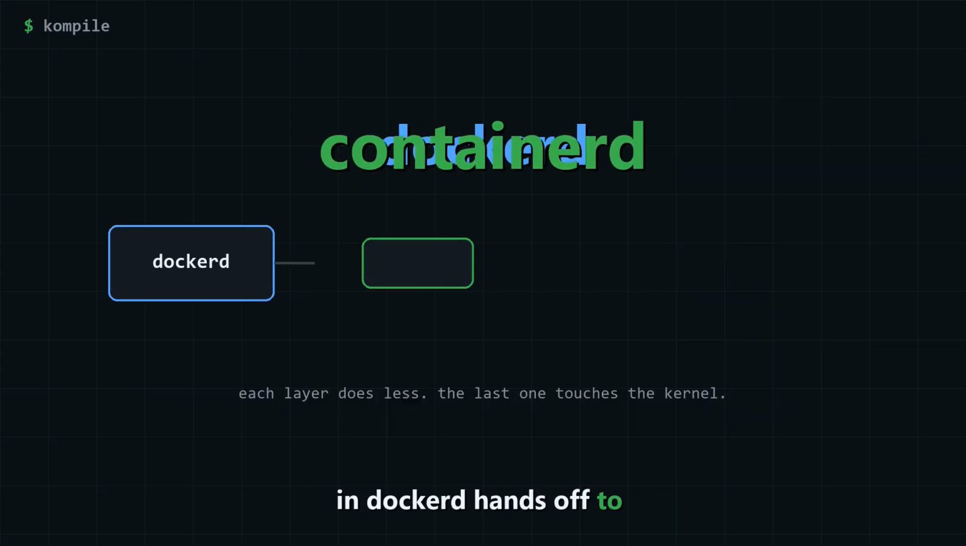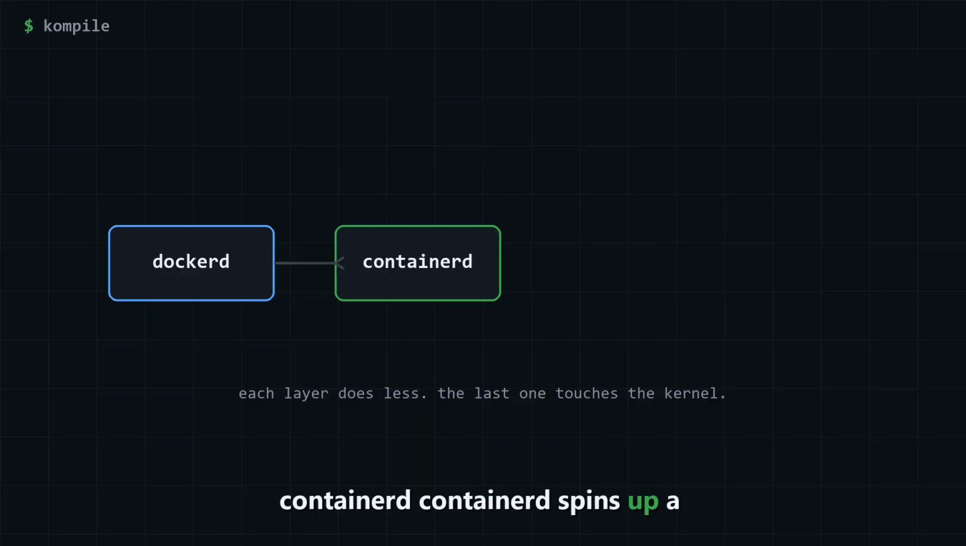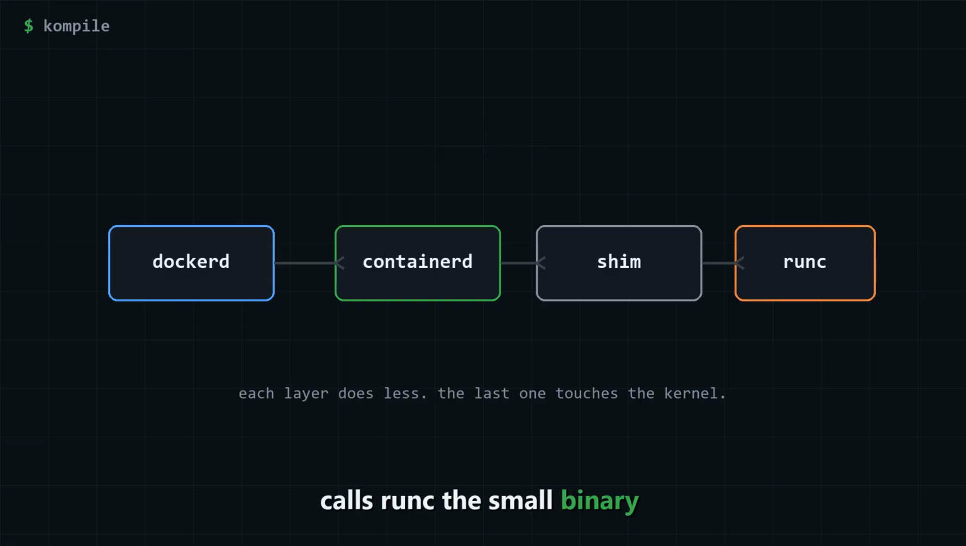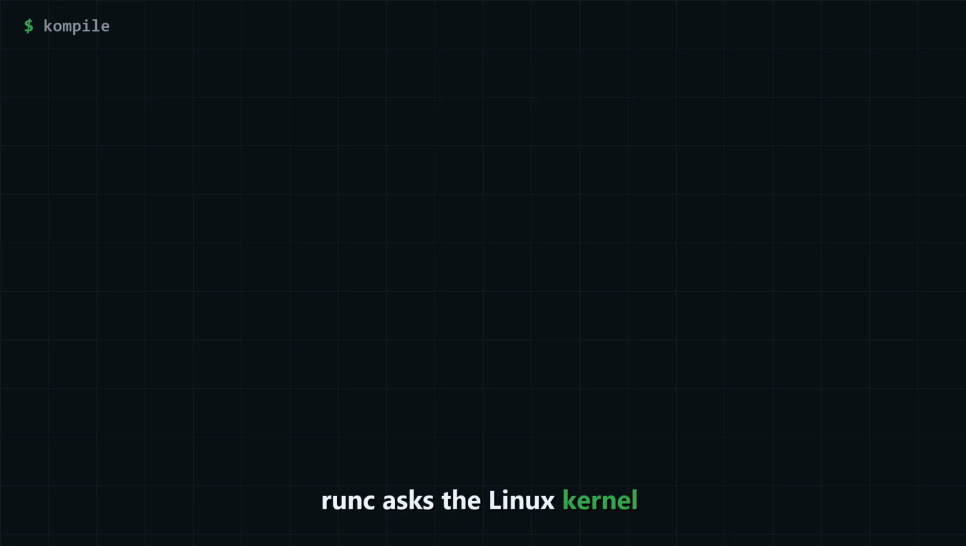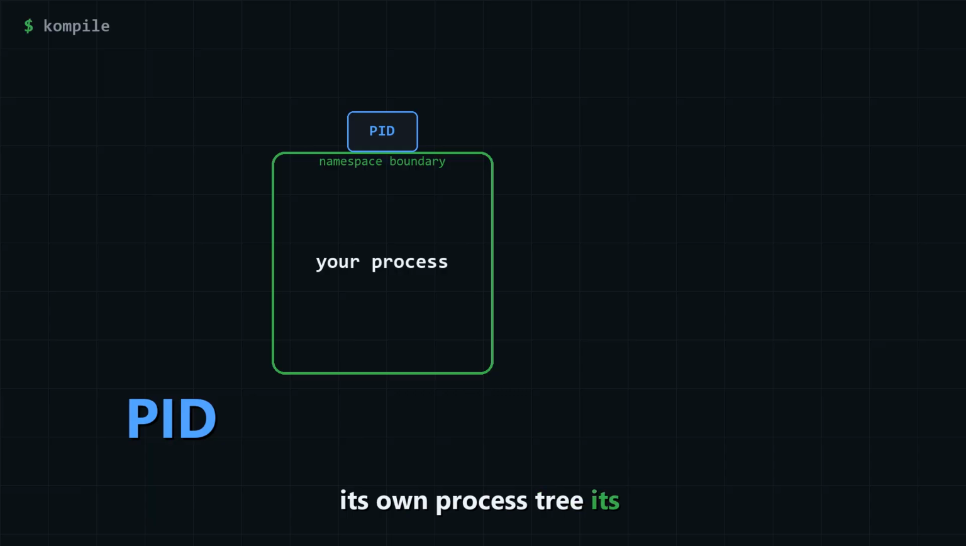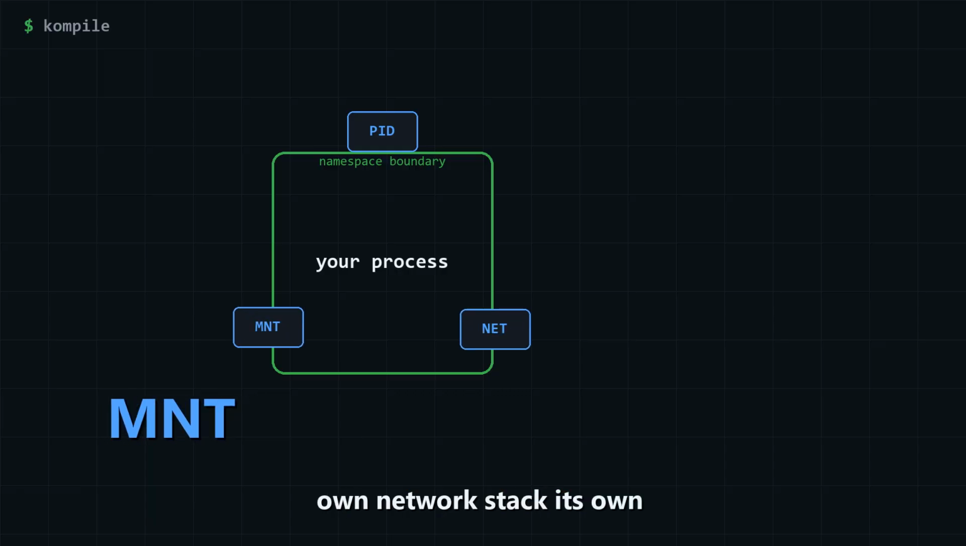Now the delegation chain kicks in. Dockerd hands off to containerd. Containerd spins up a tiny shim, and the shim calls runc, the small binary that does the actual magic. Runc asks the Linux kernel for namespaces. Your container gets its own process tree, its own network stack, its own file system view.